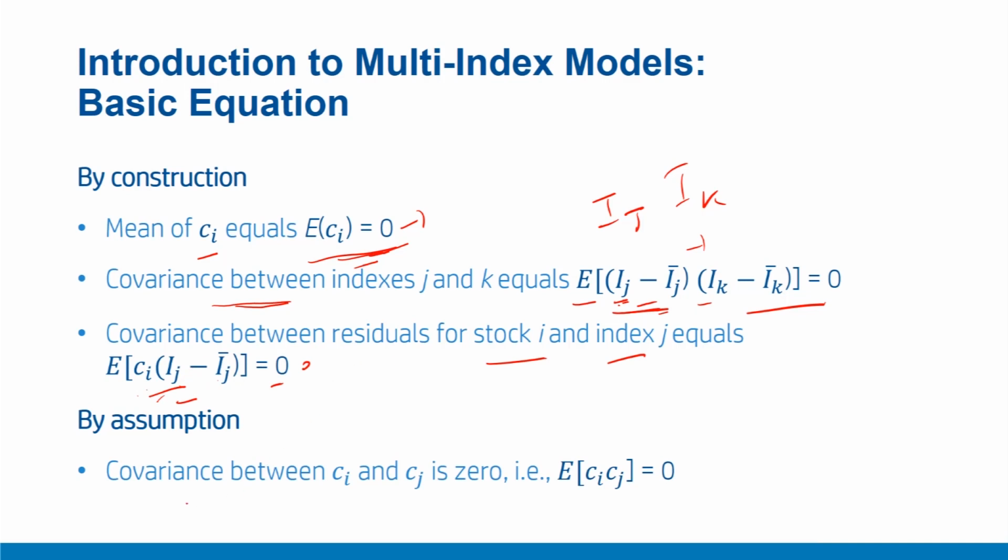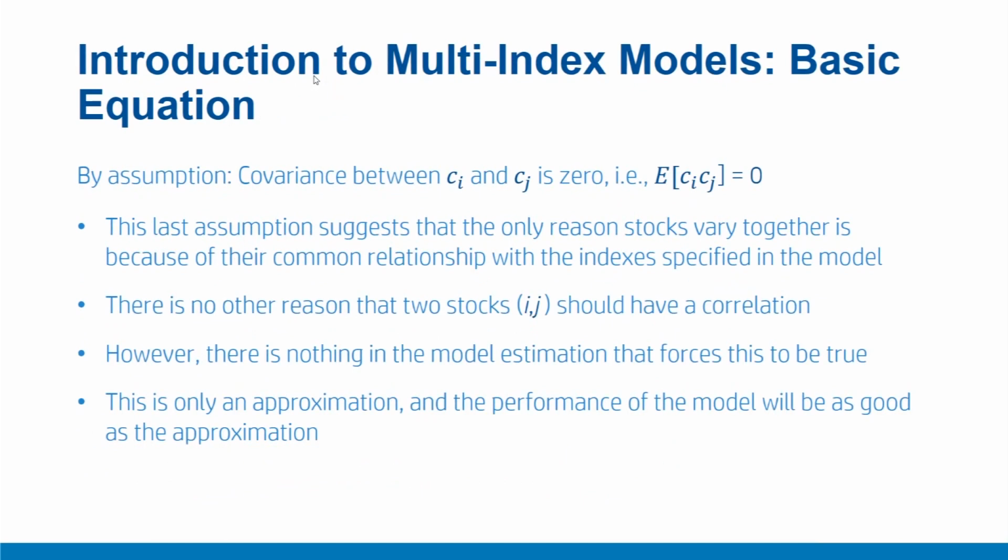Last, and a slightly more difficult term, the covariance between the error terms Ci for security i and Cj for security j is 0. That means the expectation of Ci into Cj is 0. Now this is a slightly tricky term, as we will see. This last assumption, that the covariance between Ci and Cj is 0, is very important for multi-index models. It suggests that the only reason stocks vary together is because of their common relationship with the indices specified in the model, that is, the Ij's.